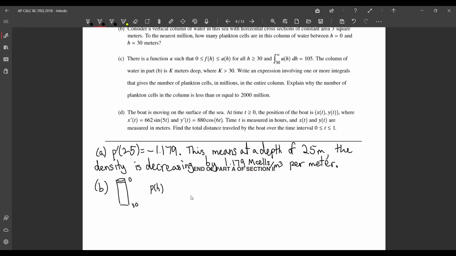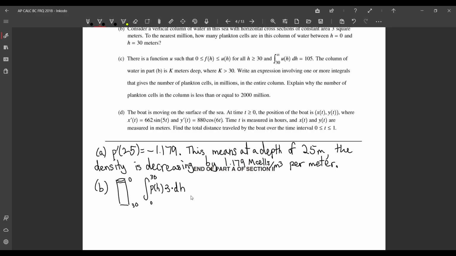And then the number of cells is going to be P of h, which is in millions of cells per cubic meter. The 3 is meters squared. The dh is in meters. So this is going to give us a number in millions of cells. And it wants us to give to the nearest million, so essentially just rounding this to the nearest integer would suffice.